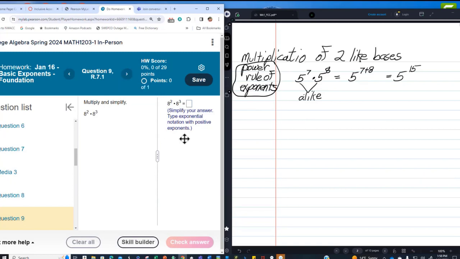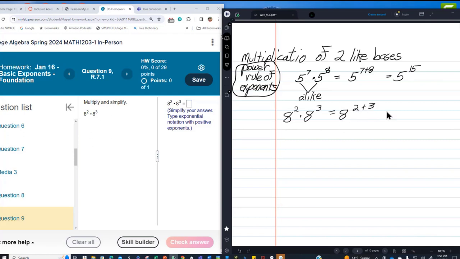Here we've got another one just like it. 8 to the second power times 8 to the third power equals 8 to the 2 plus 3 equals 8 to the fifth power.